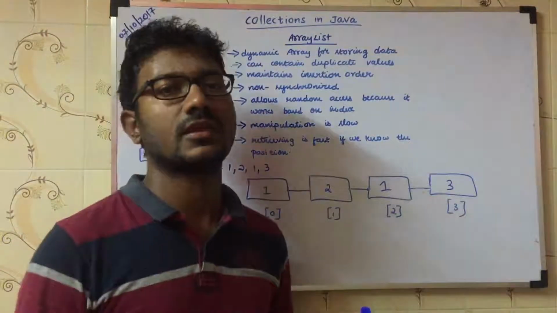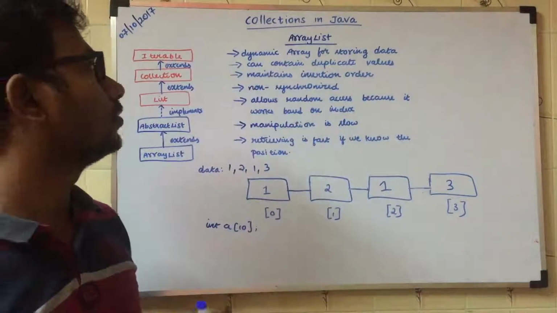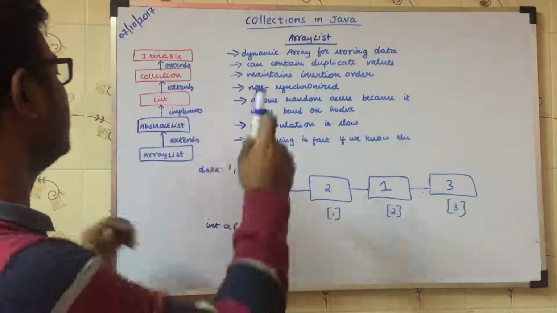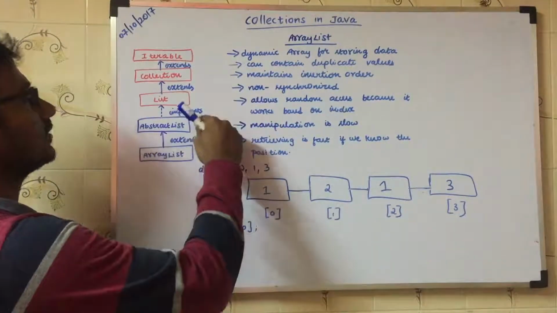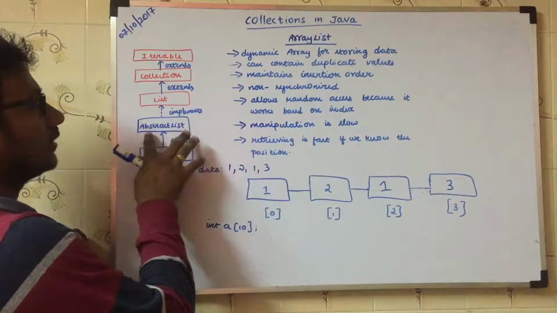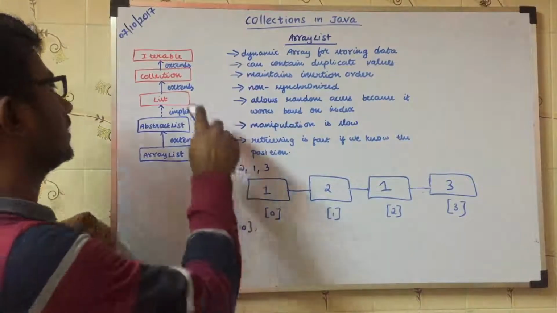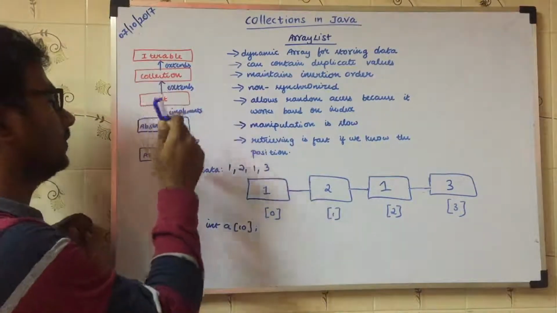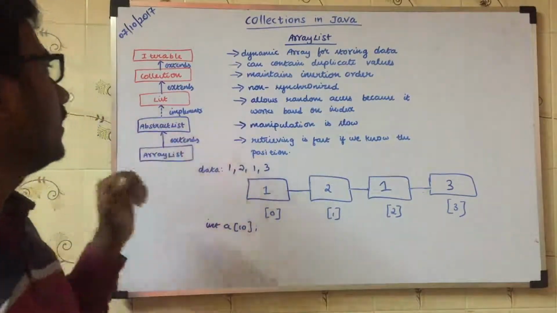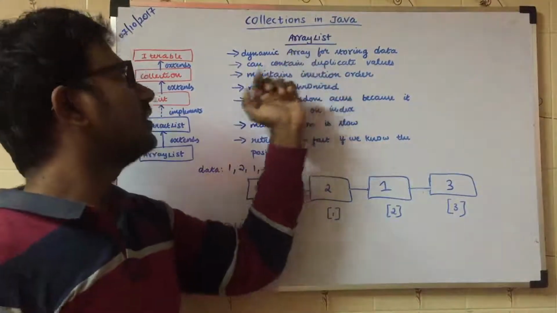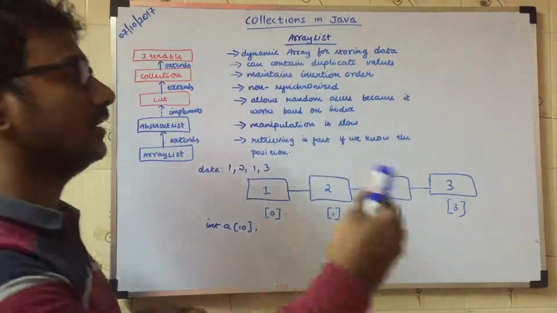So hi friends, this is Rakesh. Now we are going to see about the ArrayList. ArrayList is a class that extends AbstractList. The AbstractList implements the List interface. So basically the methods that are present in the List would be present in the AbstractList. First we will talk about the ArrayList in a brief manner.